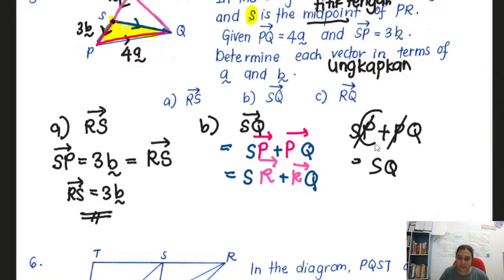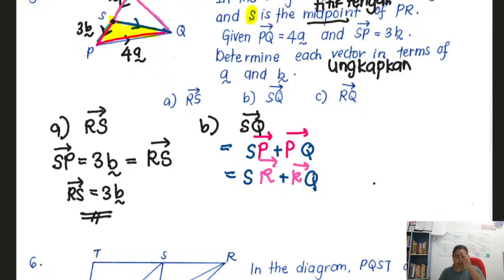Sebab kita nak yang tengah-tengah ni sama. So, bila kita tambah, yang ni sebenarnya kita boleh hapuskan. So, kita akan dapat SQ. Okay? So, sebab tu tambah. Jangan tolak. Memang you must use addition. Okay? Ni kita panggil, like, I call this as find the connecting point.